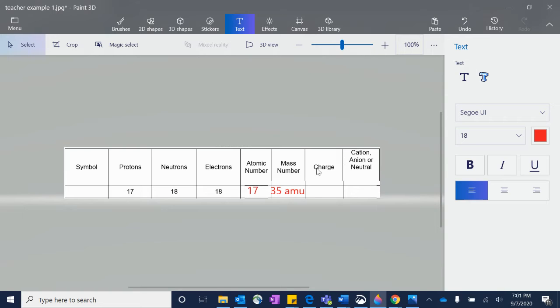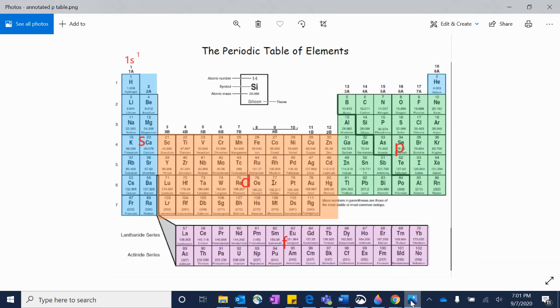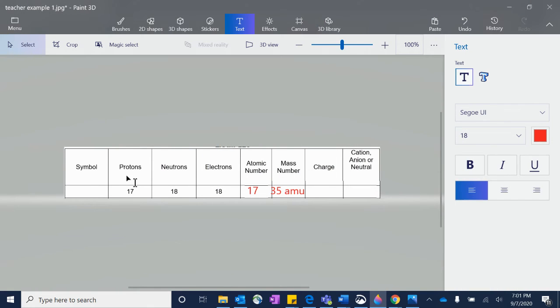All right, now we need the charge. We need to know if it's a cation, anion, or neutral, and we also still need the symbol. Let's tackle the symbol real quick before we take on the new stuff. We can find the symbol using our atomic number. We're going to go ahead and look at a picture of our periodic table. Whoops. Not that picture. Here we go. Our periodic table. If we find atomic number 17, 12, 13, 14, 15, 16, 17, we can see we're looking at a chlorine atom. So I will go ahead and write Cl, our symbol for chlorine, right here.